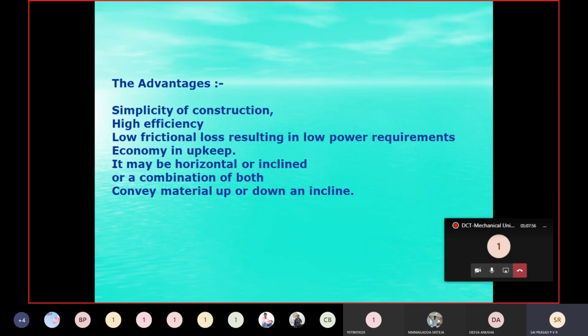If there is a loose play there, then there is a problem of energy losses. As long as you see the nature of the belt, of course efficiency is very high. Whatever electrical energy we are giving is converted to the desired work. Then low frictional losses result in low power requirements.